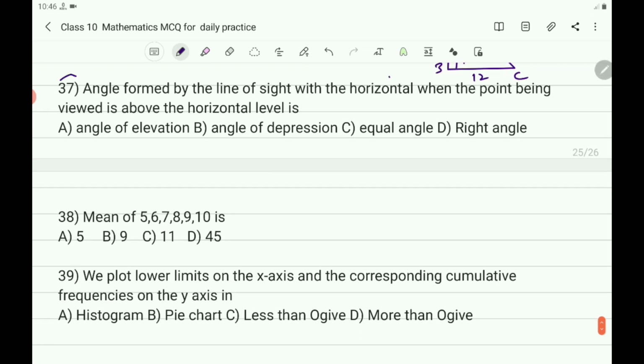Then, question number 37. Angle formed by the line of sight with the horizontal when the point being viewed is above the horizontal level. Here, angle formed by the line of sight. Consider this is a line of sight. And here, when the object is viewed above the horizontal line, that becomes the angle of elevation. So the answer here: when the object is viewed above the horizontal level, the angle formed is called the angle of elevation.